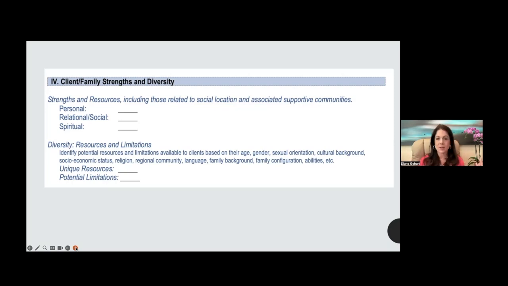There are lots of paradoxes in being human. So this just invites you and your clients to think about what the resources and the limitations are. I know some folks are very involved in their religious community, but then they tend to avoid broader community organizations and events. So a resource can, at the same time, be a limitation as well. So this just invites you and your clients to think about that.